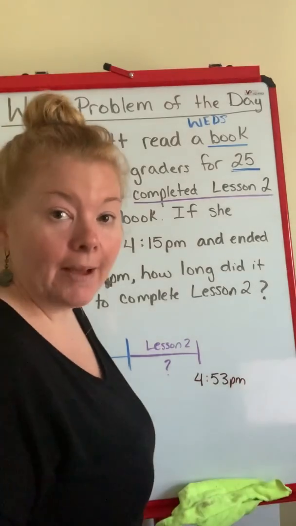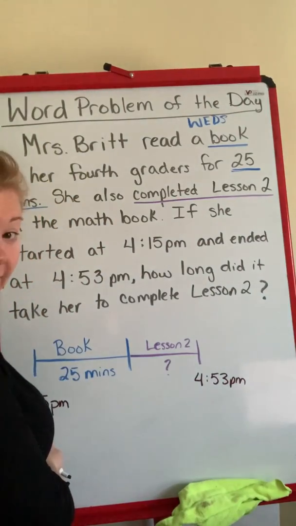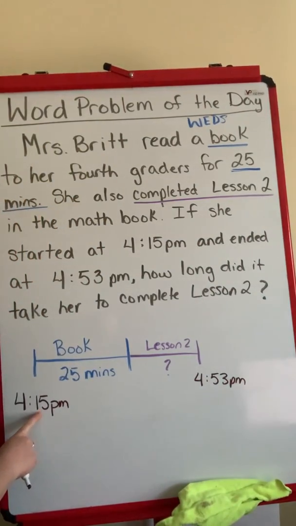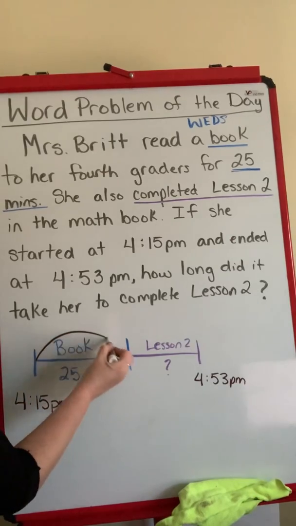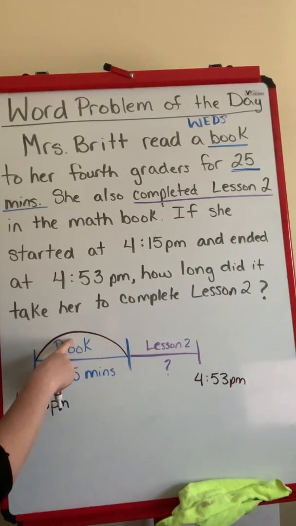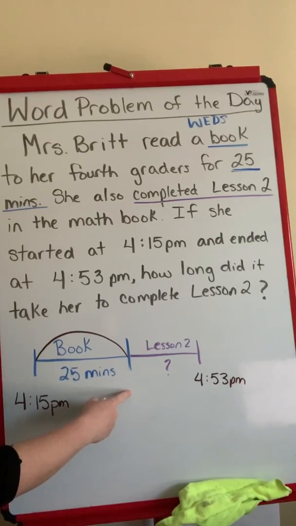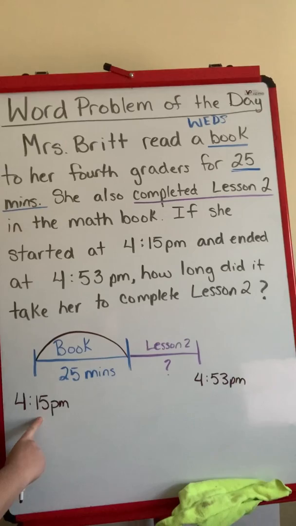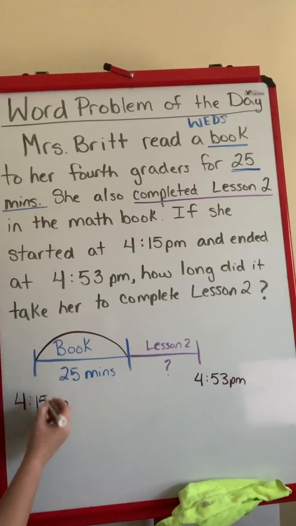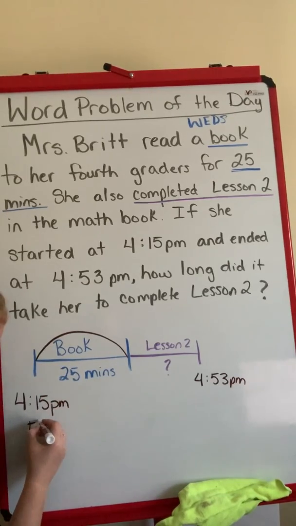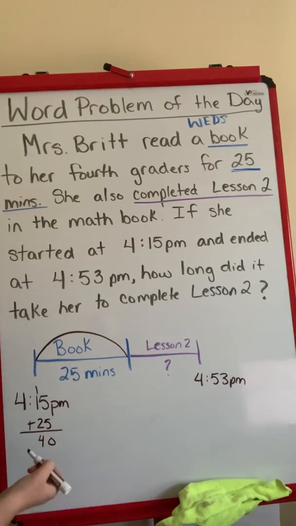Well, let's think about that. If I know I started at 4:15, and it took me 25 minutes to read the book, what time was it when I finished reading the book? Well, how am I going to figure that out? I know. I can add 25 minutes to 4:15. I can say 4:15 plus 25 minutes takes me to 4:40.